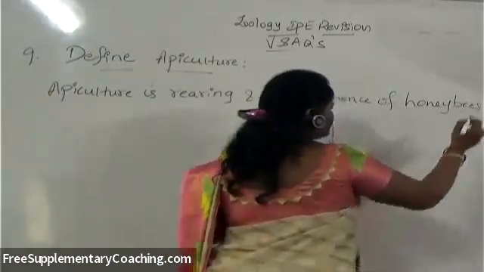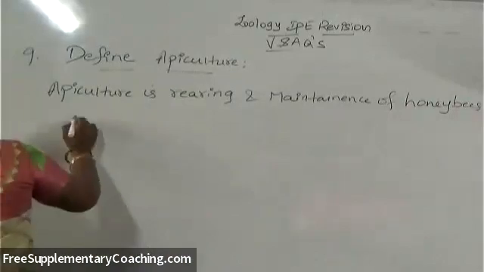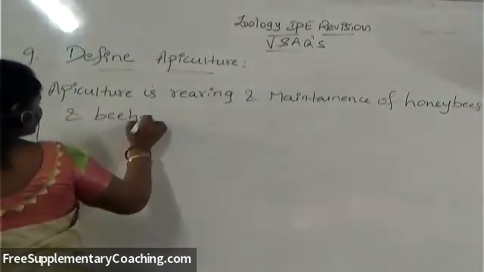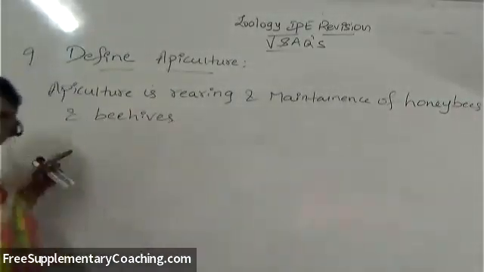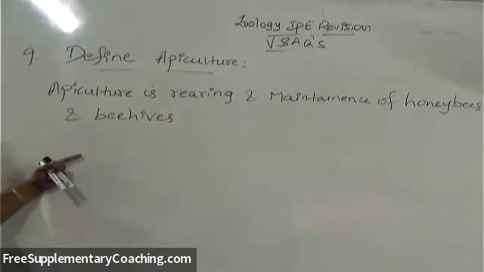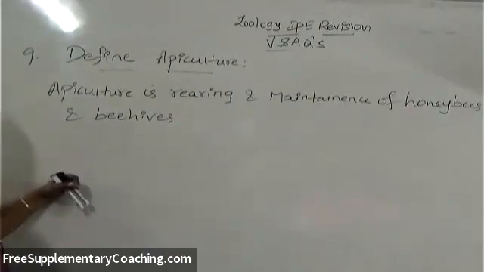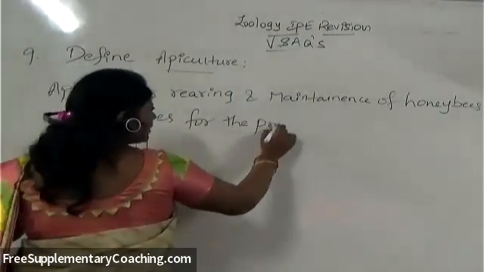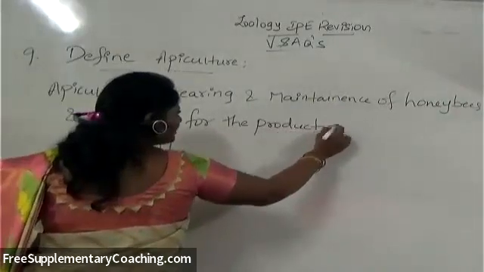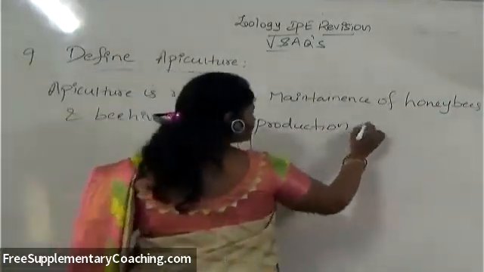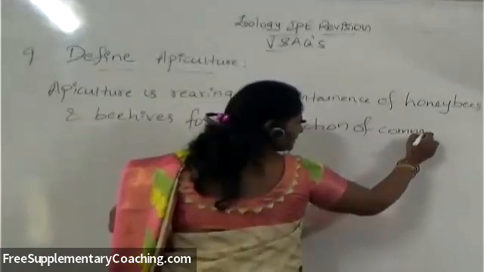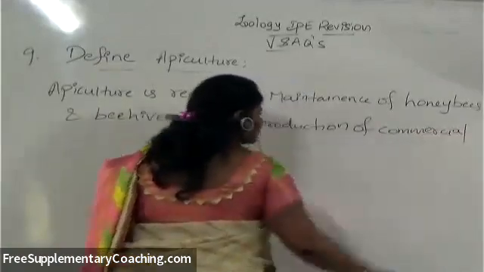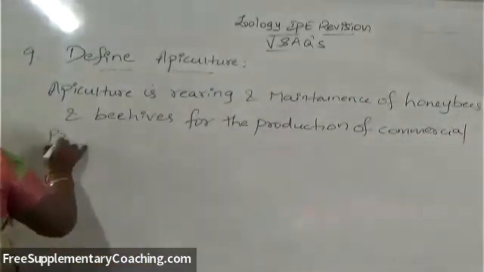Honeybees and beehive. Beehive means what? The place where the honeybees are grown. It is only called a beehive. So it is the process of rearing and maintenance of honeybees and beehives. For what purpose? For the production of commercial products that we get from honeybees.